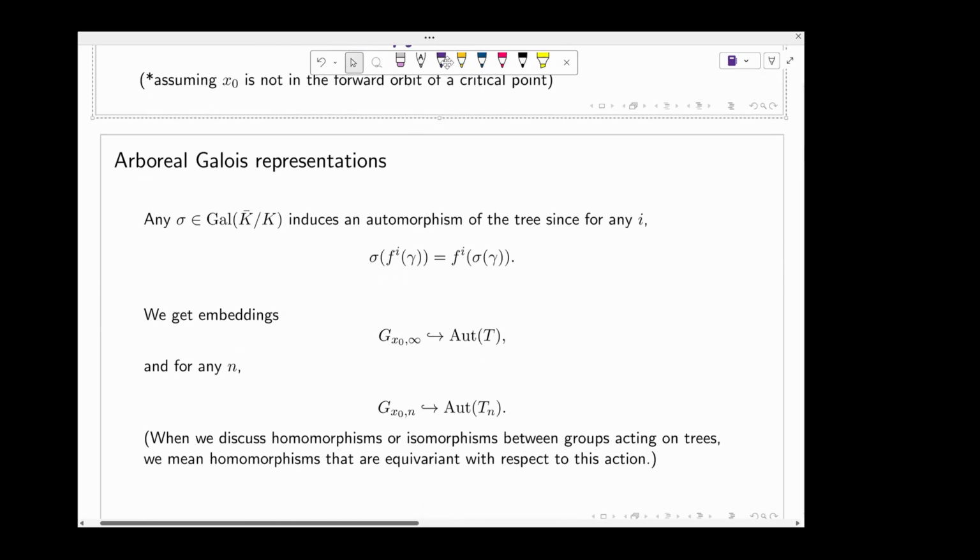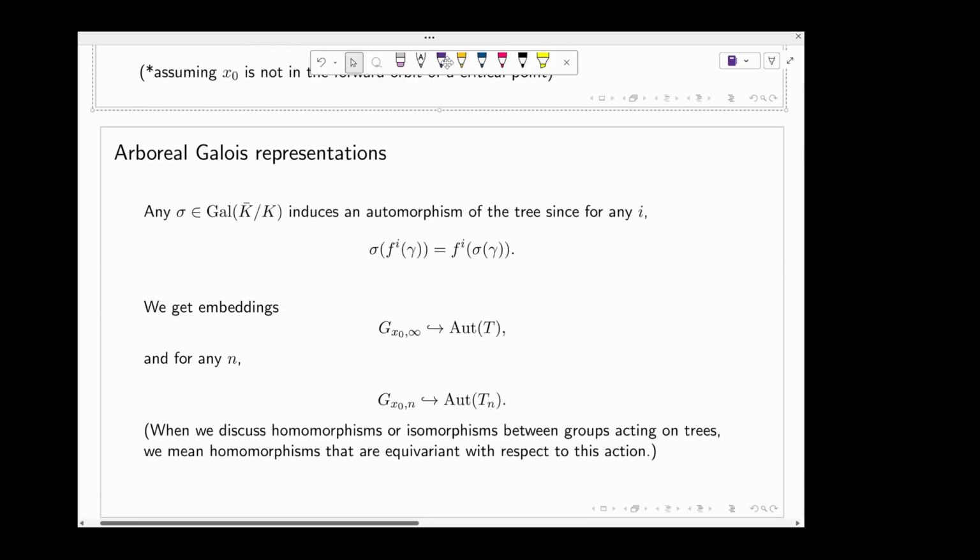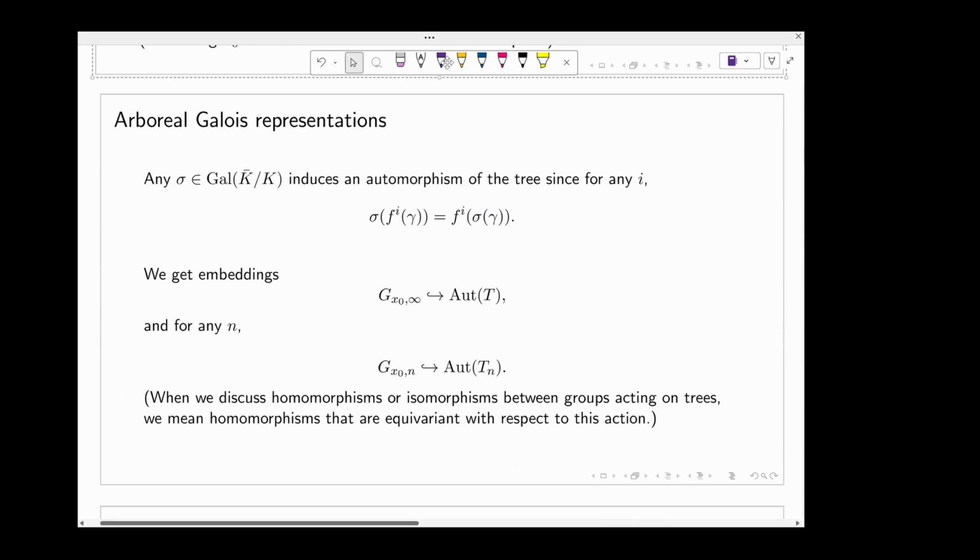Arboreal Galois comes from the fact that these Galois groups we want to study end up being tree automorphisms of this tree. So if I take any element of my absolute Galois group, this is going to induce an automorphism on the tree because remember, a homomorphism of a field is just something that preserves my addition and multiplication. So it's going to commute with my polynomial, any iterate of my polynomial f. And so my Galois group is going to be both level preserving on these nodes, and it's going to maintain the connections in the tree since my automorphism will commute with the polynomial.